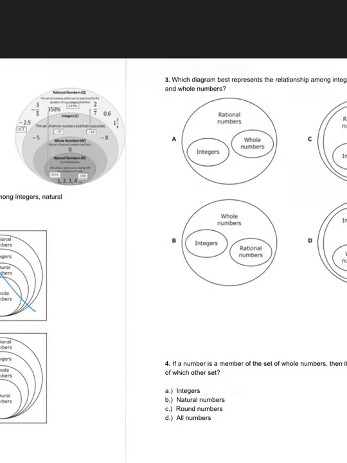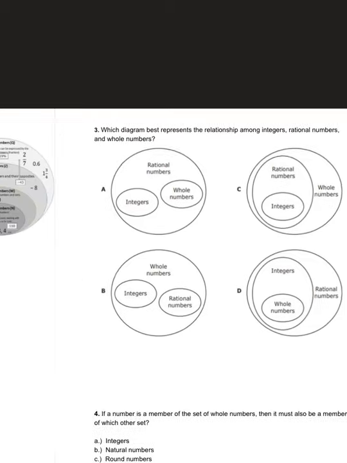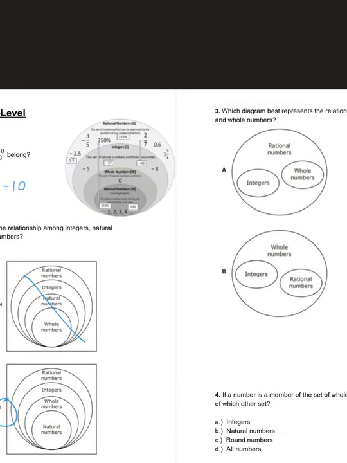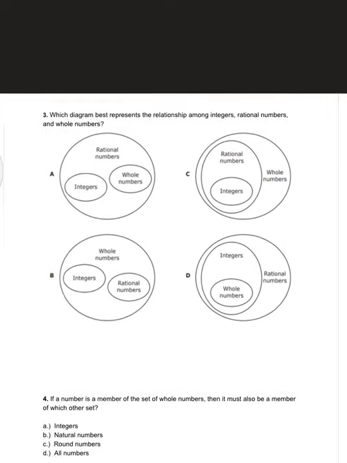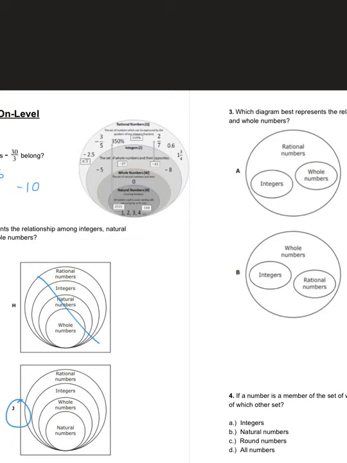Next problem, number 3. So again, we have another number set question. It says, which diagram best represents the relationship among integers, rational numbers, and whole numbers? Okay, well, if I go back over to my diagram or look in my digital math notebook, I'm comparing my integers, rational, and whole numbers section. See how they are all together, one inside of the other. Okay, so keep in mind the relationship that they share.